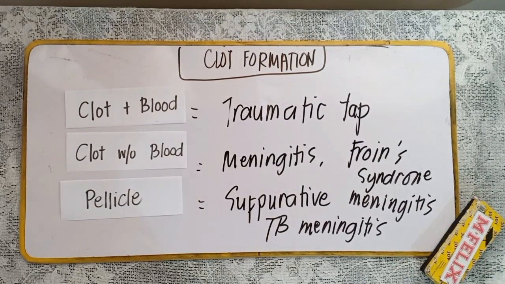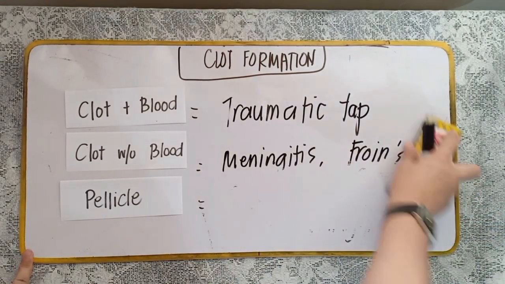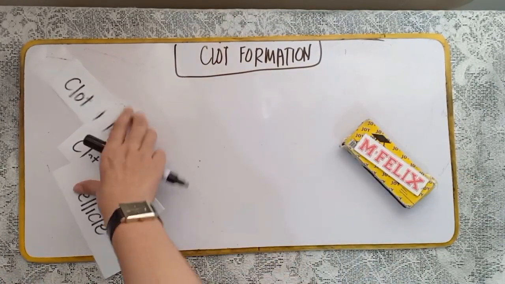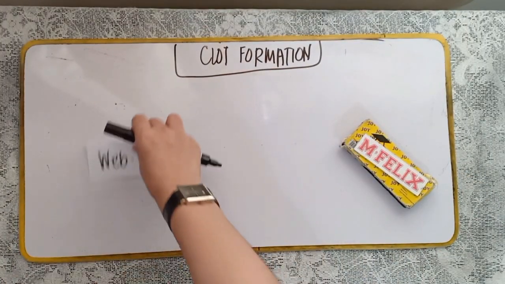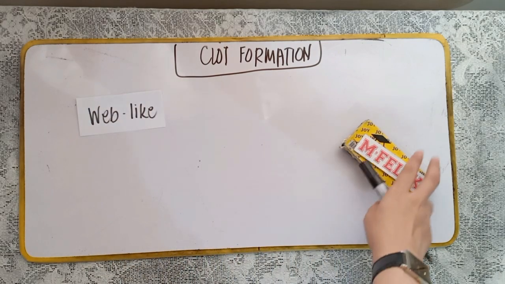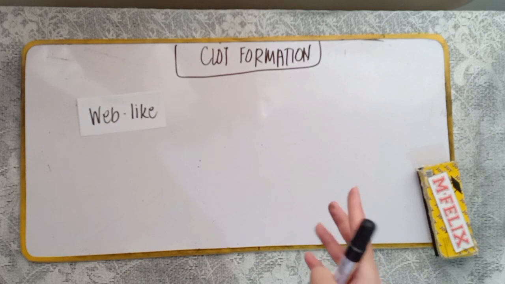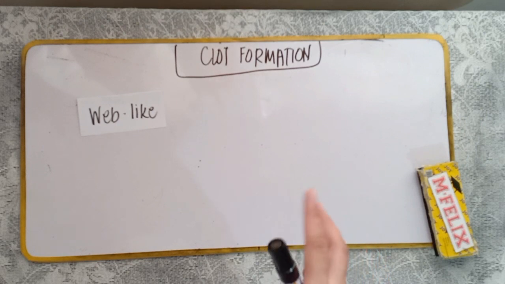And then lastly, we have your web-like clot formation, or sometimes pine tree clot formation, without the presence of blood. The indication of this, class, is again TB meningitis.